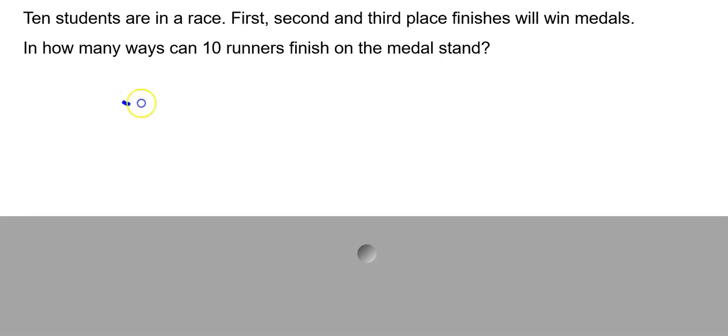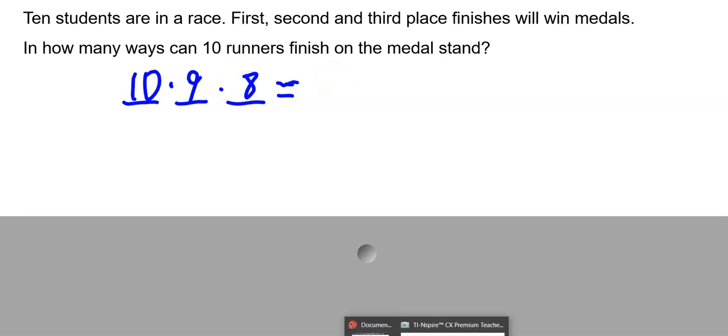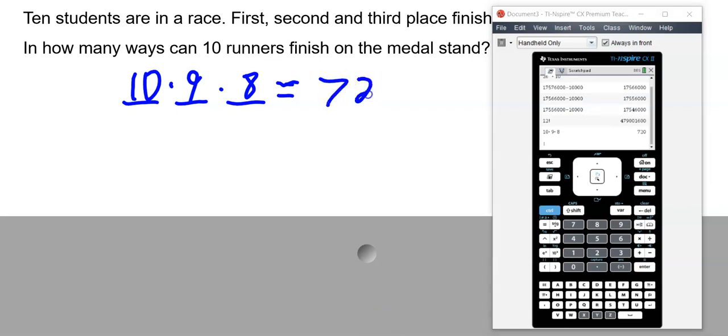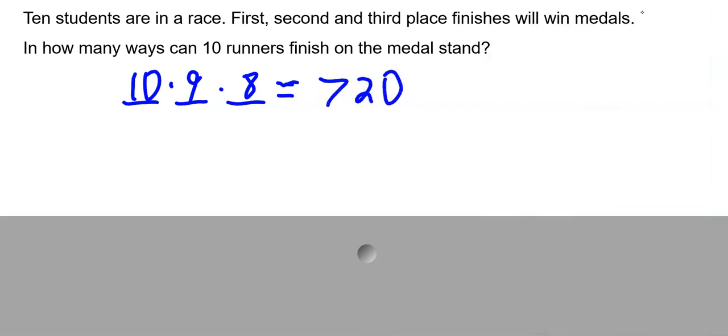So there's really only 3 options here. So there's going to be 3 slots. We're going to multiply, similar to what we've done before. There are 10 ways the first runner can finish. After you decided who's first, there's 9 runners left over, and then 8. Whatever that is in your calculator, I guess you would do 10 times 9 times 8, which is 720. So we get an answer of 720. And that's one way of doing the problem.